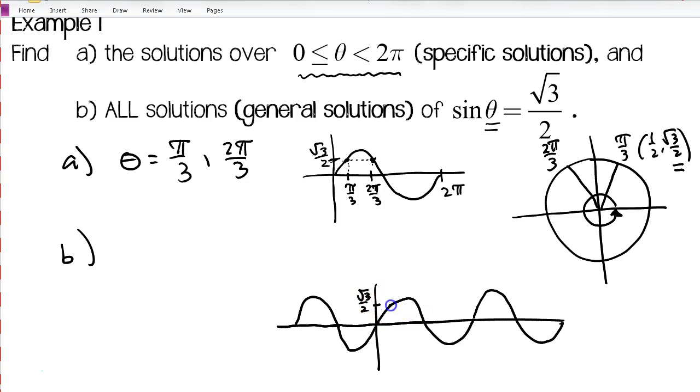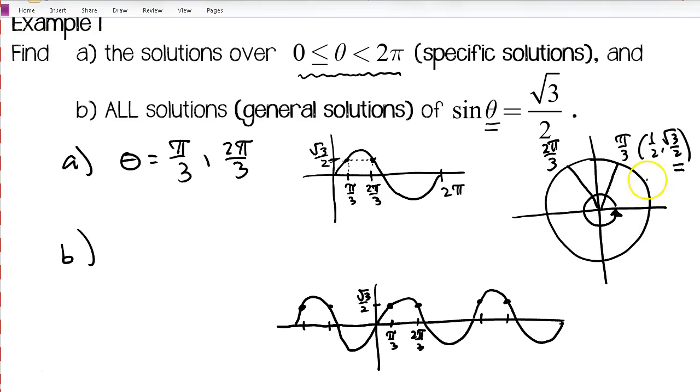And every spot where this intersects my graph would be a possible solution. This was my pi over 3. This was my 2 pi over 3. And then we'd want to figure out where all of these other spots would be. So every time I drew another period, I would have two more solutions.